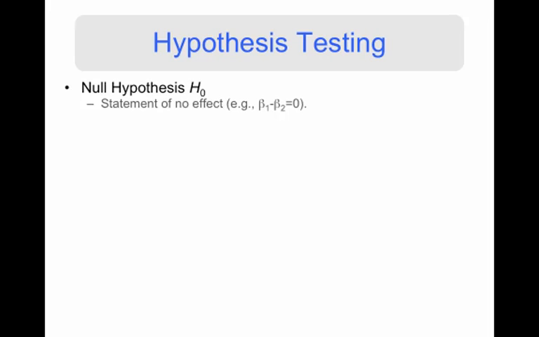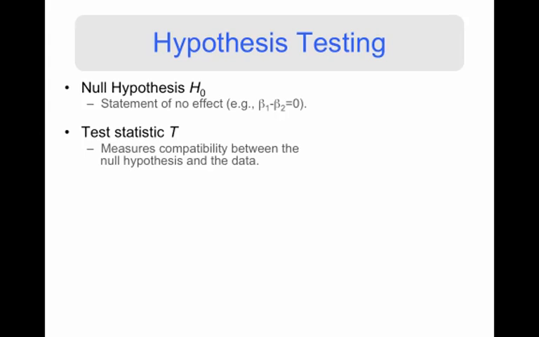So we usually, again, start by stating a null hypothesis, and this is usually a statement of no effect, such as beta 1 minus beta 2 is equal to 0. That means that there's no difference between the two. And the alternative hypothesis may be that there is a significant difference, say that beta 1 is bigger than beta 2. In that case, the alternative would be that beta 1 minus beta 2 is bigger than 0.